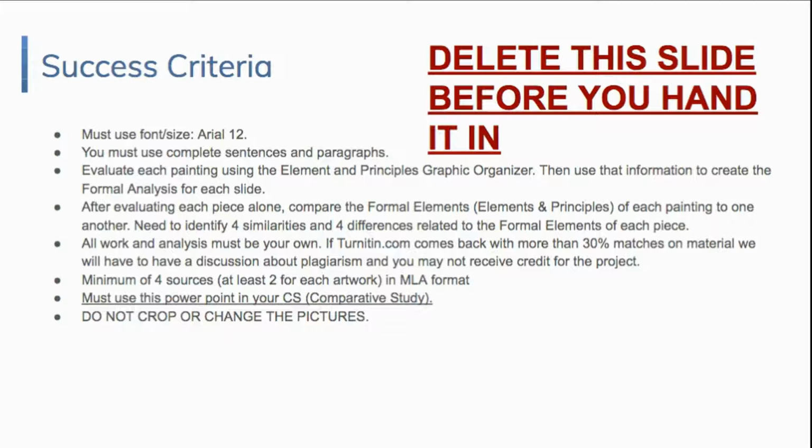After evaluating the piece alone, you are going to compare the elements and principles, which are the formal elements of each painting, to one another. You need to identify 4 similarities and 4 differences related to the formal elements of each piece. Please remember that all work and analysis must be your own. If it comes back with more than a 30% match on material, we will have to have a discussion about plagiarism and you may not receive credit for the project.